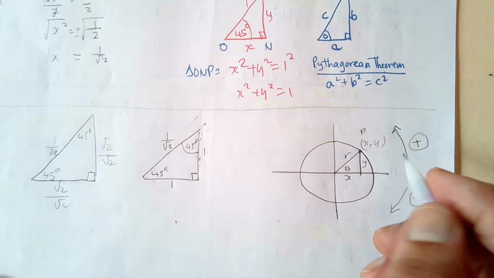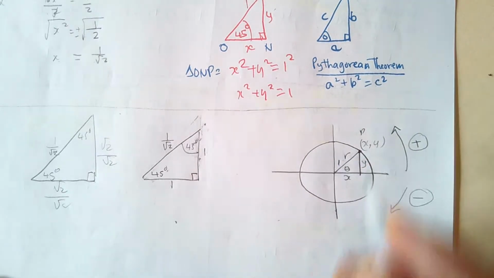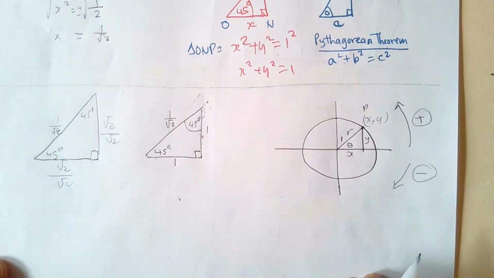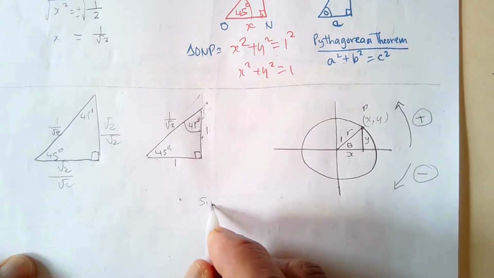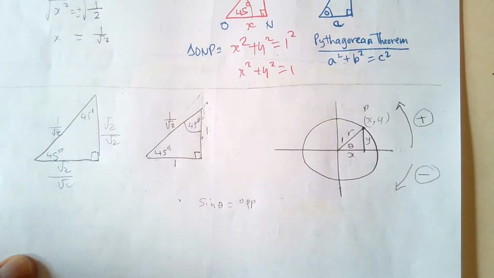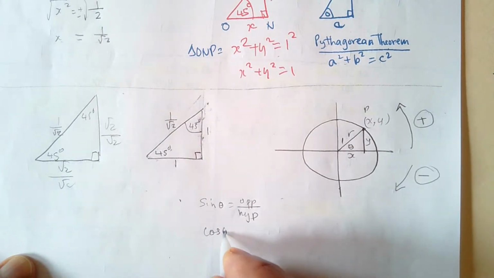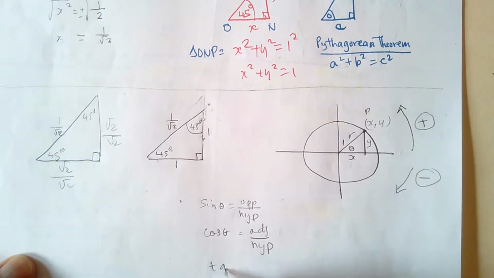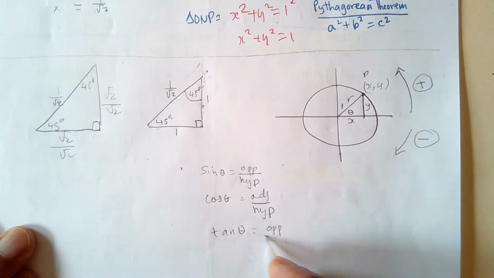Now, if you were to make the radius 1 as a unit circle, if this is 1, what are the trig ratios? We recall from grade 11, what are your trig ratios? Sine theta is opposite over hypotenuse. Cos theta is adjacent over hypotenuse. And tan theta is opposite over adjacent.